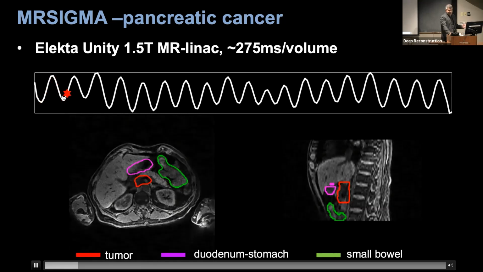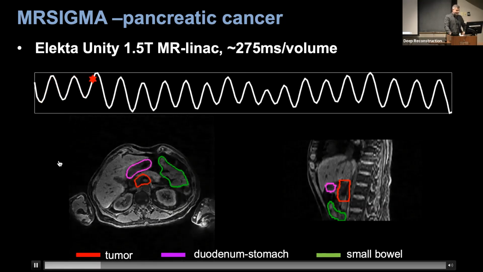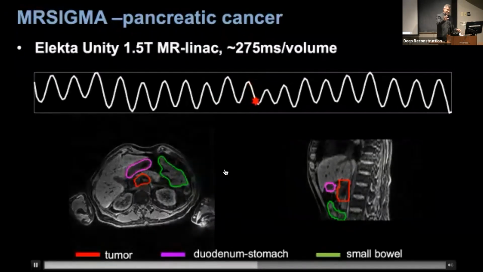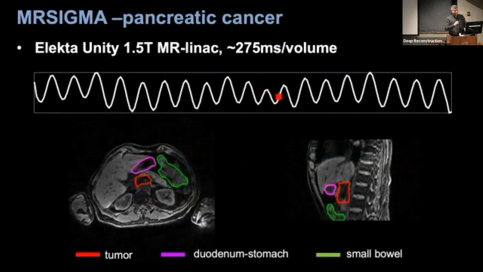So this is on the MR-Linac, showing a patient with pancreatic cancer. So these are the contours in red. This is the tumor, and these are the organs at risk, the duodenum and stomach, which get really close to the tumor, and you want to avoid sending a lot of radiation when the duodenum and stomach are really close there.